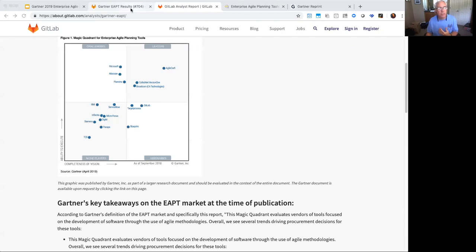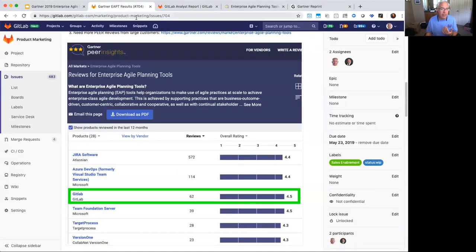Today, they do it in what they call their Peer Insights process. This is a screenshot from it, and I'll put the link up as well. When it's public, in the enterprise agile planning tool space, as of today we've had 62 different reviews evaluating from peers as to where we're at. And these are your customers.